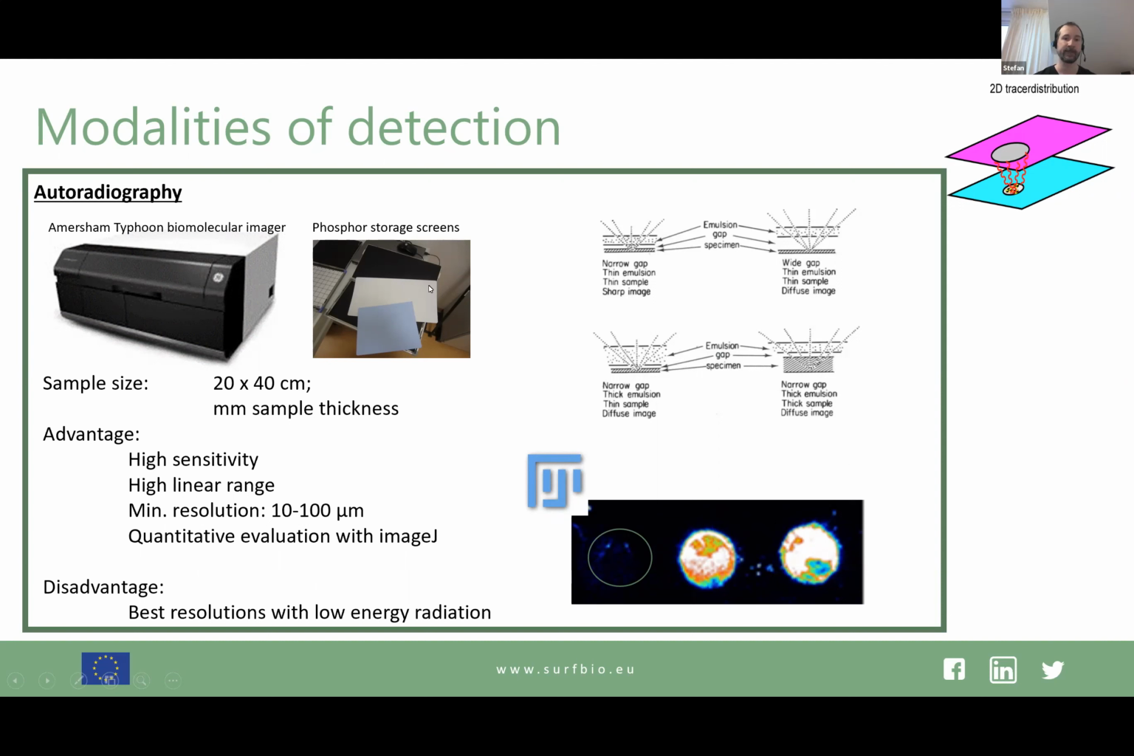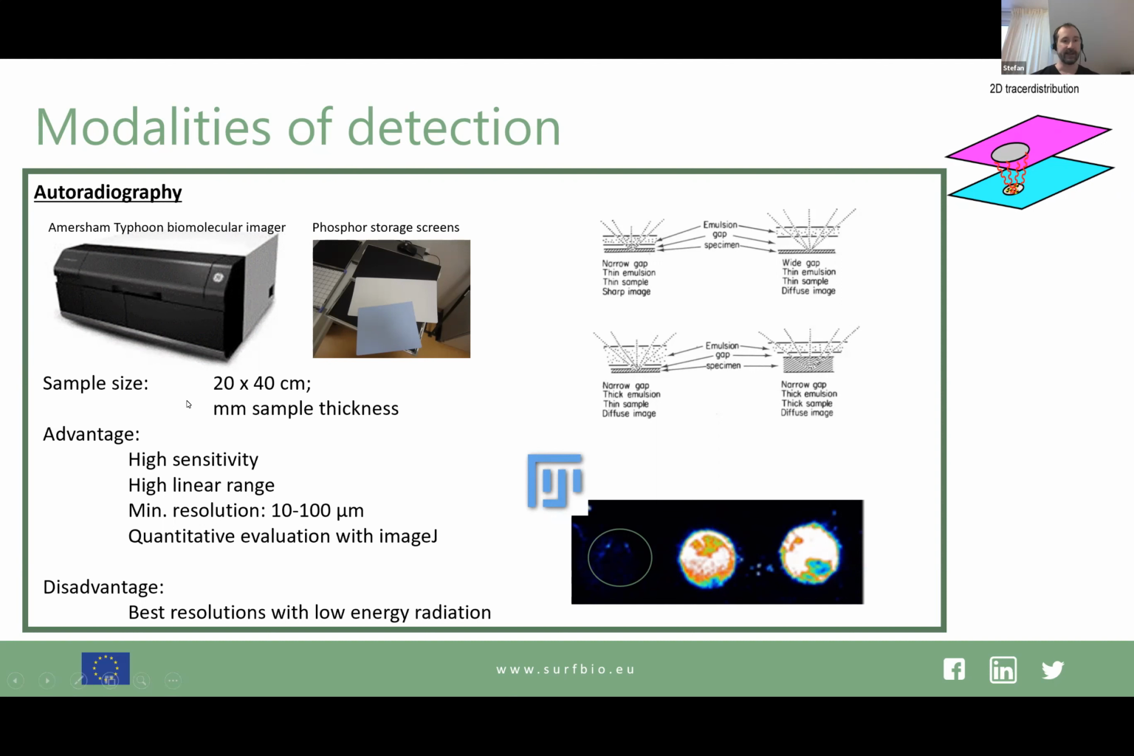So these are radiation sensitive crystals in a film in these plates, and they store the energy of the radiation. Then you can read it out with, for example, this biomolecular imager, which basically just shoots a laser on every pixel. Then the energy gets released as a light burst, and from that you get the 2D tracer distribution that was imaged on your plate.